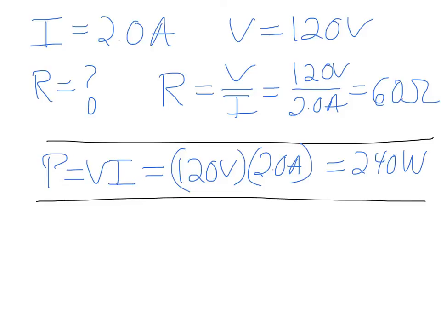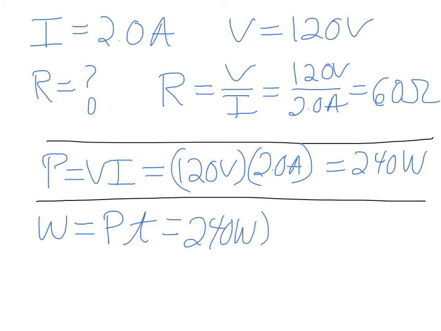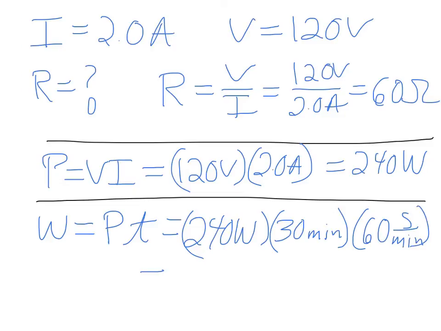And the last part was, how much energy does the TV use in a half hour? So amount of energy is equal to power times time. So that would be 240 watts. And again, I have to get the time in seconds. So a half hour is 30 minutes. And there are 60 seconds in a minute. So I multiply all those numbers together and I get 4.32 times 10 to the 5th joules.